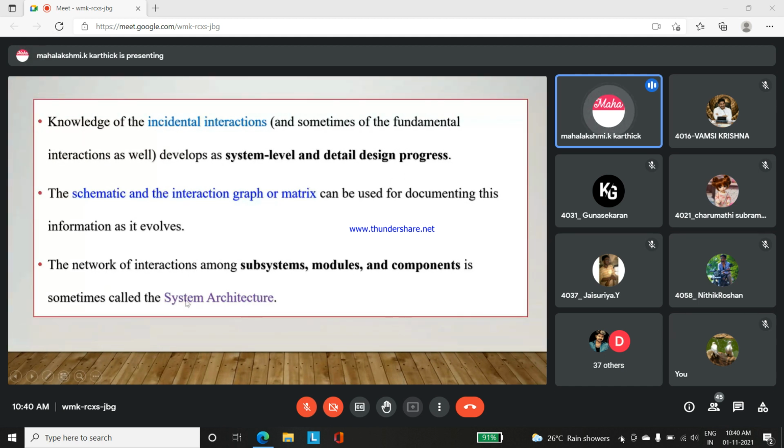Then there is a particular terminology here given, system architecture. So system architecture as a whole tells about a network of interaction among subsystems, modules and components, and sometimes called a system architecture. So product architecture is said to be made up of subsystems, modules and components.